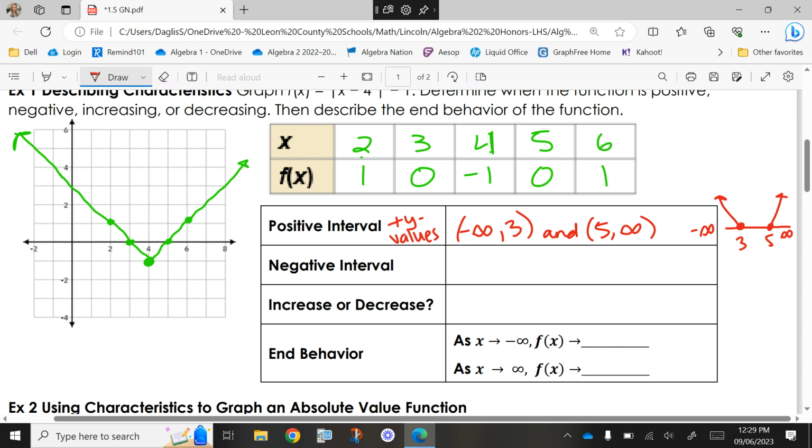All right. Why are there no brackets? Because if it was exactly 5, that's not positive. It's not positive. 0 is not positive. 0 is not negative. Does that make sense? Okay.